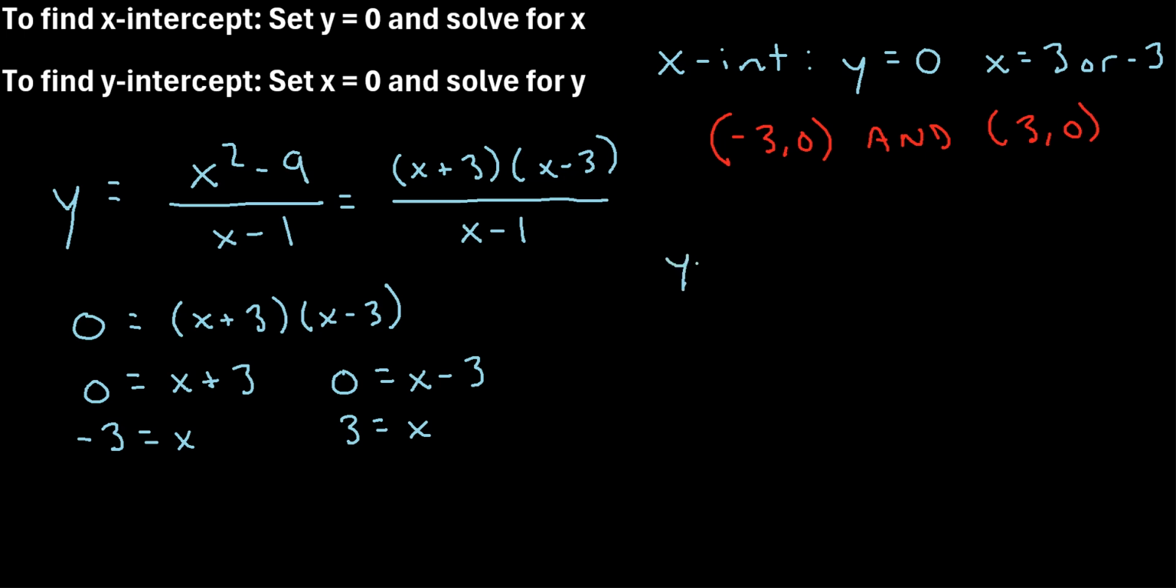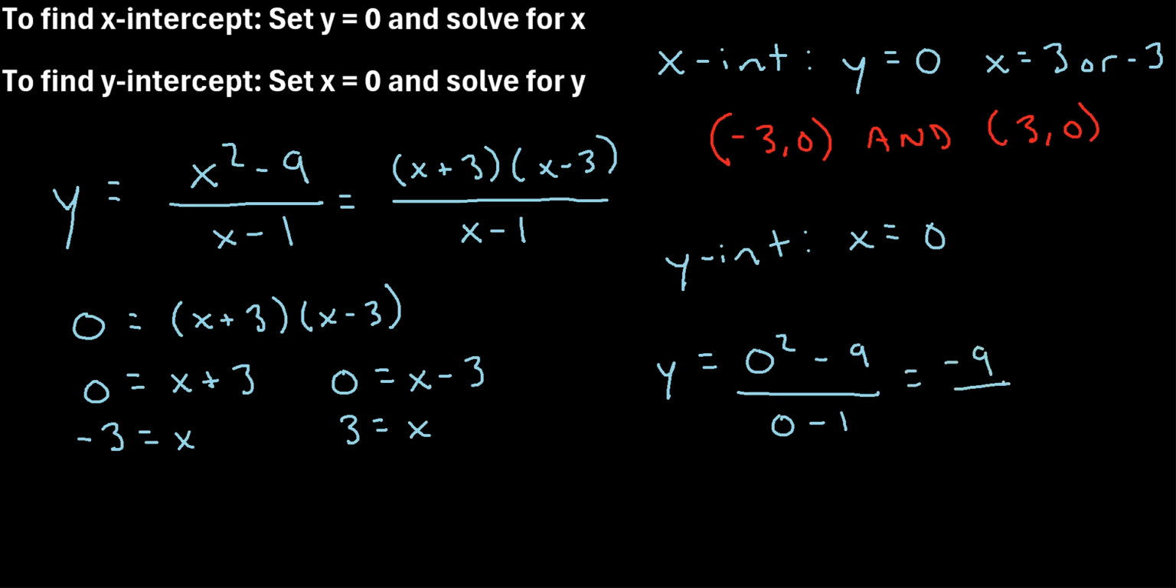Now to find the y-intercept, we set x equal to 0, and we solve for y. So if we do that, let's see what we get. Y is equal to x squared, so 0 squared minus 9 over 0 minus 1. Well, 0 squared, that's just 0. Minus 9 is a negative 9. And in the denominator, we have 0 minus 1. That's negative 1. So negative 9 divided by negative 1 is just a positive 9. So y is equal to 9. So we can write our y-intercept as the coordinate pair 0, 9.